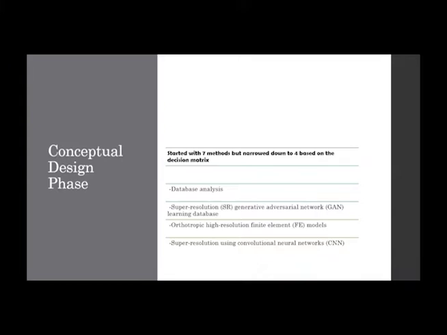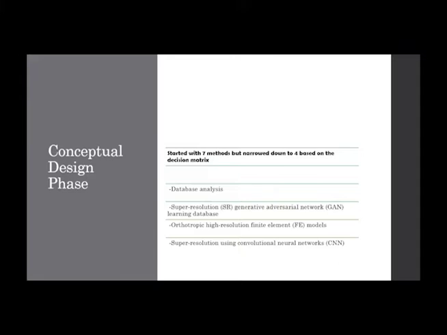When we first started our research, we had 7 possible methods to help solve our specific problem. We used a decision matrix and scored each method based on their compatibility and the parameters described in the design requirements. The 4 best scoring methods were the database analysis, super resolution GAN learning database, orthotropic high resolution finite element models, super resolution using convolutional neural networks.